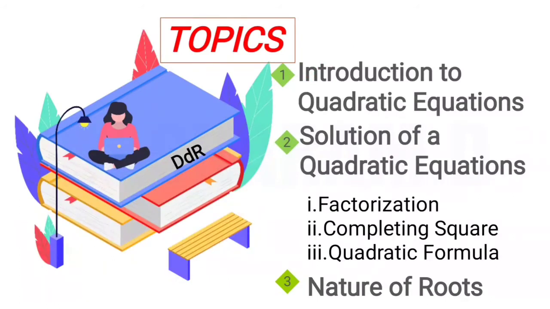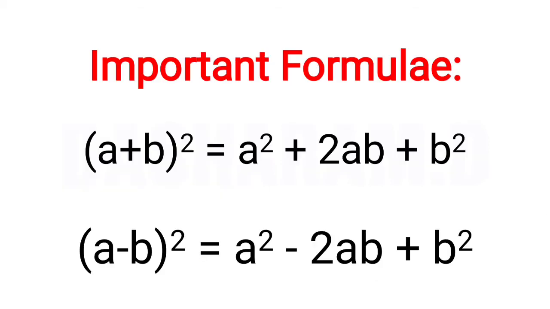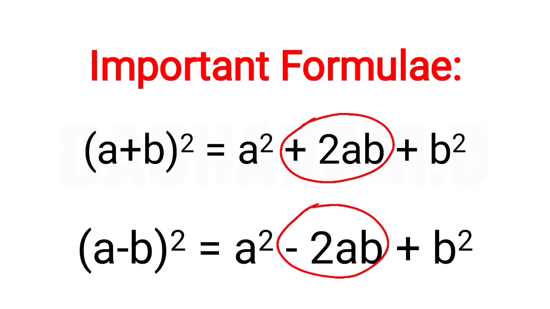In this video we are going to learn the second method, the completing the square method, to find the solution of a quadratic equation. Before learning the completing the square method, let us revise important formulae. The first formula: (a plus b) whole square equals a square plus 2ab plus b square. Next, (a minus b) whole square equals a square minus 2ab plus b square. What is the difference between the two formulas? Plus 2ab, minus 2ab.